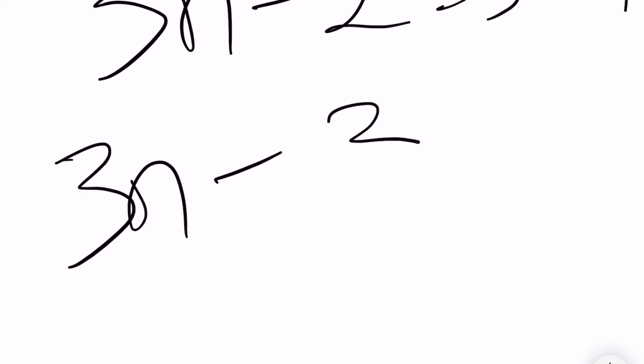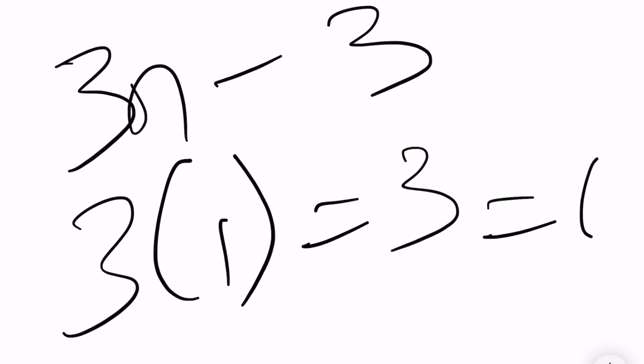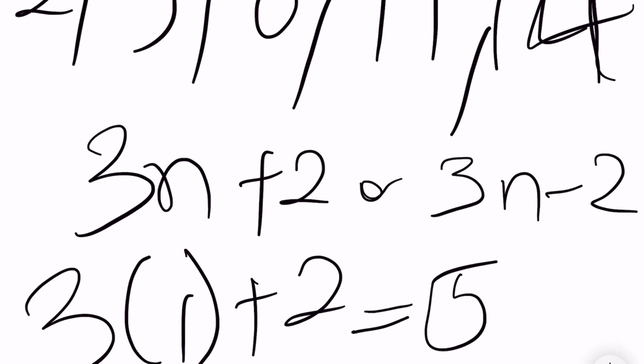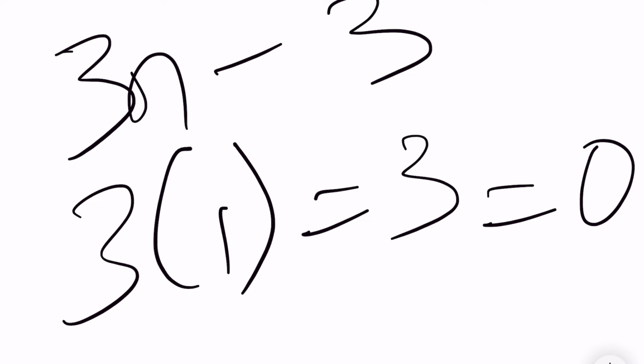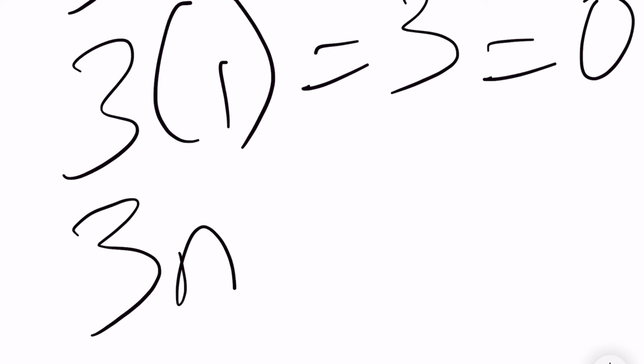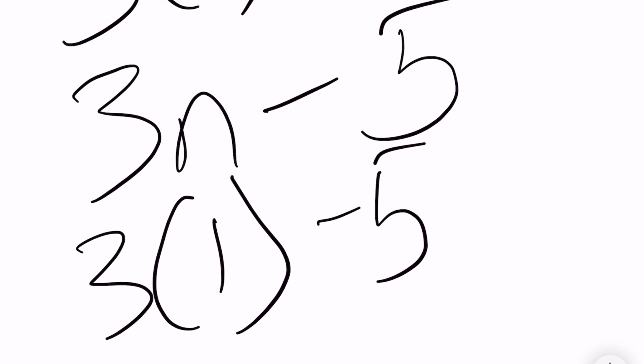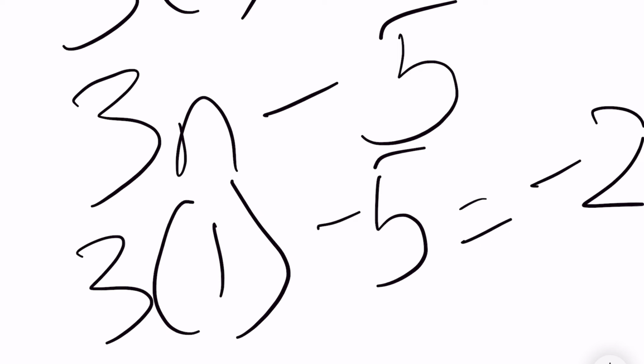So let's try 3n minus 3. When n is 1, this will be 0. Let's try 3n minus 5. So 3n here will now be 3 into brackets 1 minus 5. We have it to be minus 2. We are almost there. So basically, what we can use is 6.